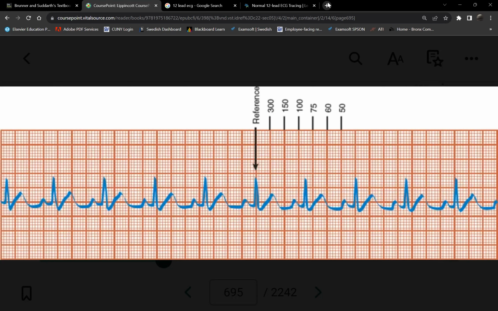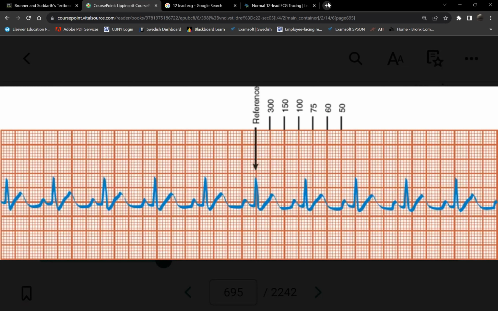How many small boxes in 1 minute? We just did it earlier. 1,500. So 1,500 divided by 17.5 is 85. Is it any different from your estimate earlier when you counted the QRSTs? No. The same, right? 80 something. Let's do big boxes now.